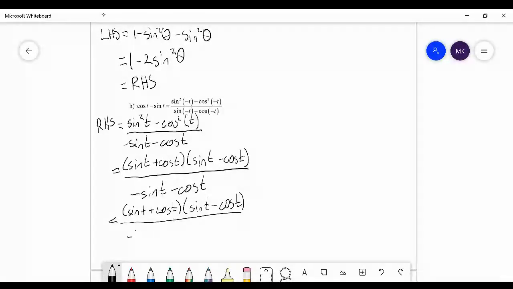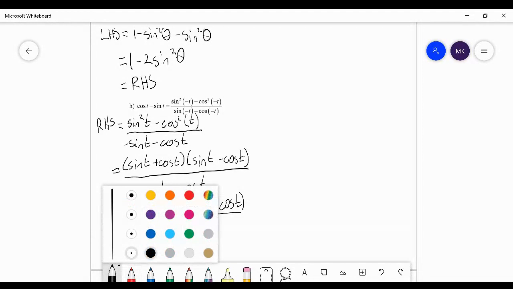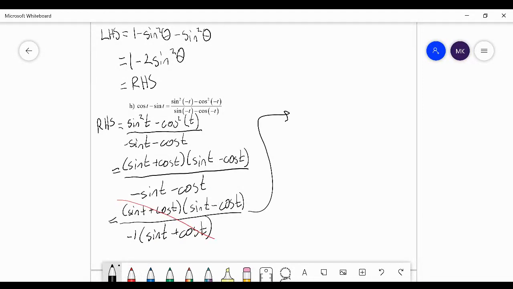So I have negative 1 times, now it's a positive sine t, but it's also positive cosine t. That takes those out. So I'm left with sine t minus cosine t over negative 1, which is negative sine t plus cosine t.